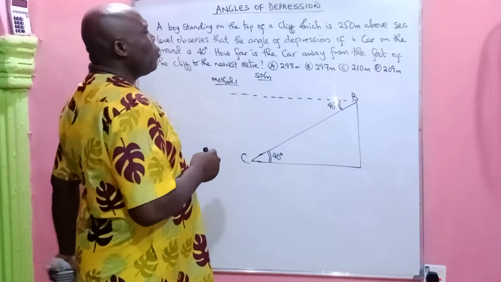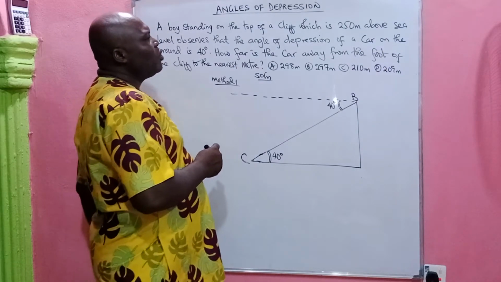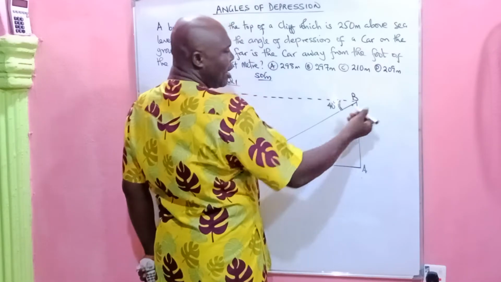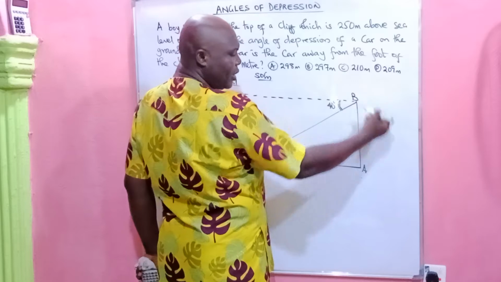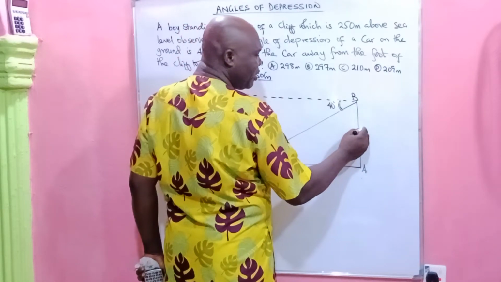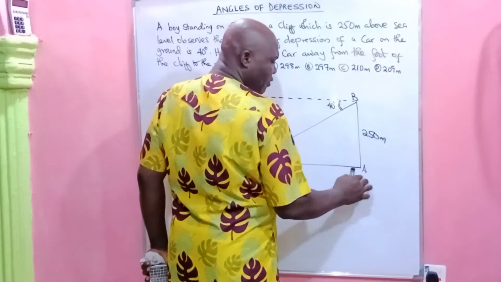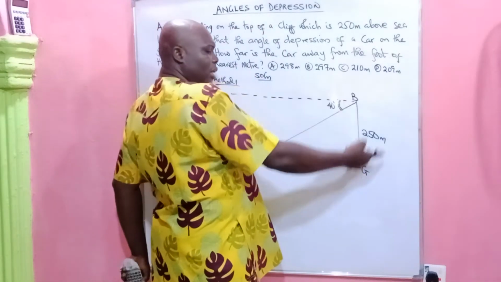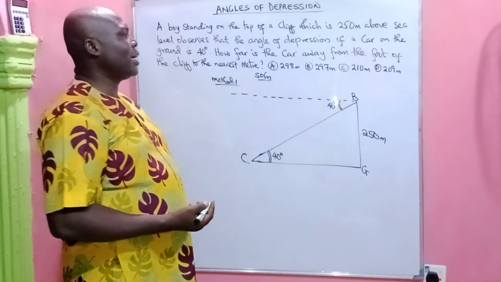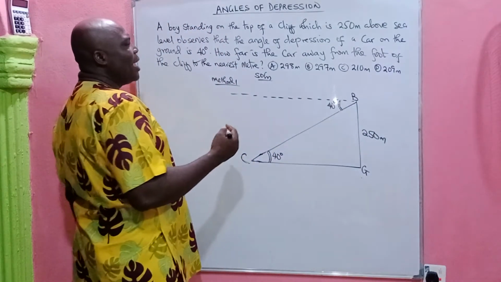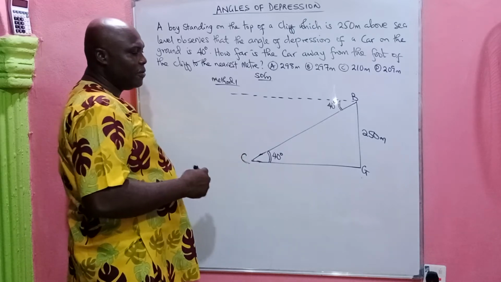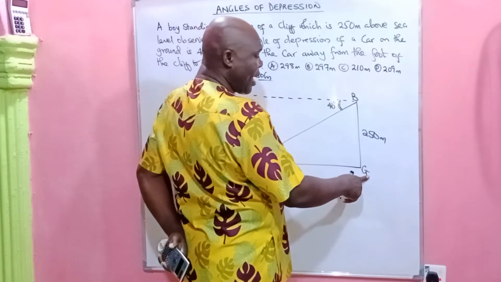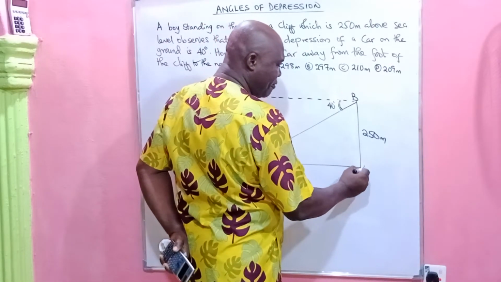All right. So we have that a boy standing on the top of a cliff, which is 250 meters above sea level. Let's call this point A. Now, from the point where the boy is to the ground level, we have 250 meters. If I don't want to call it A, I can call it ground level G. So from where the boy is to the ground level, it is 250 meters. Now, they want us to find how far is the car away from the foot of the cliff. How far is the car away from the foot of the cliff? I can also call here F if I want to.